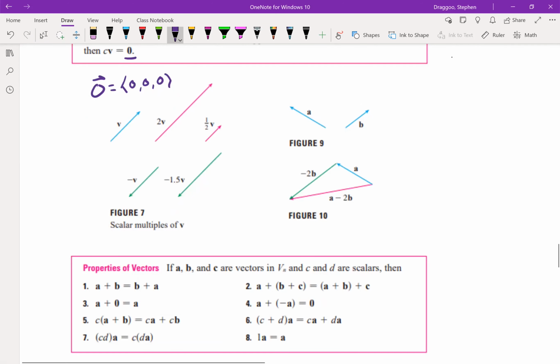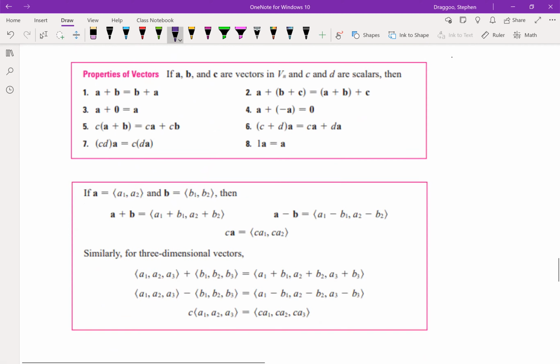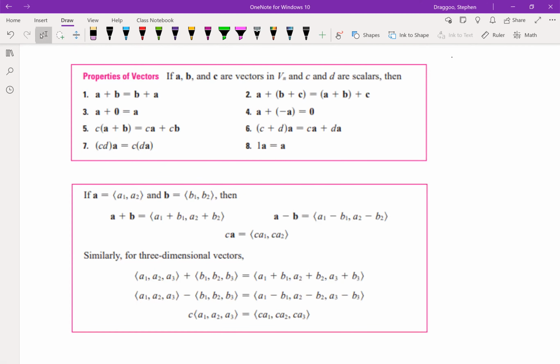All right. Then a couple boxes full of just properties of vectors. I'll leave these here for you to look over on your own, but they hold up pretty similar to just some regular addition and subtraction rules.